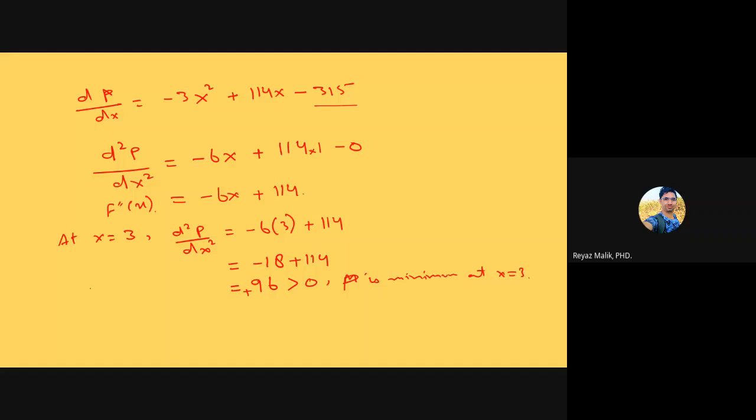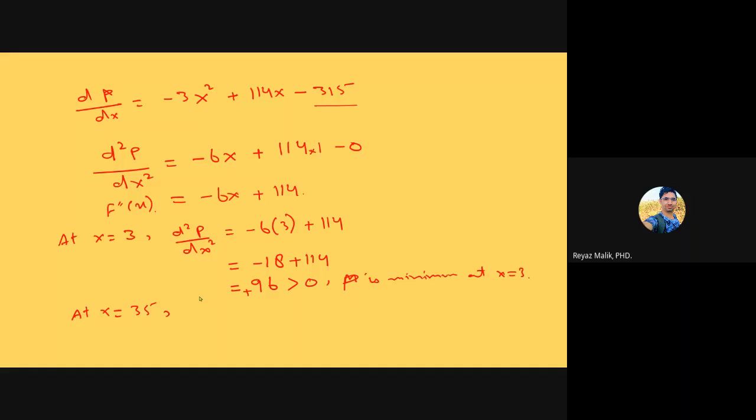I will solve the second equation here only. I will try to finish it up here. X equals 35. Okay, if it is visible, or else I will go to another slide. No need to make so much confusion. I will go to another slide. At x equals 35.